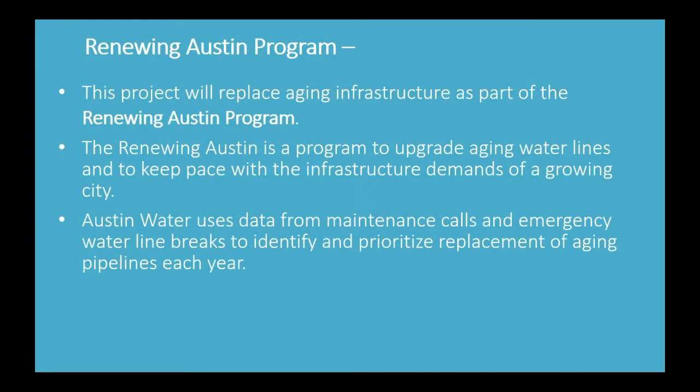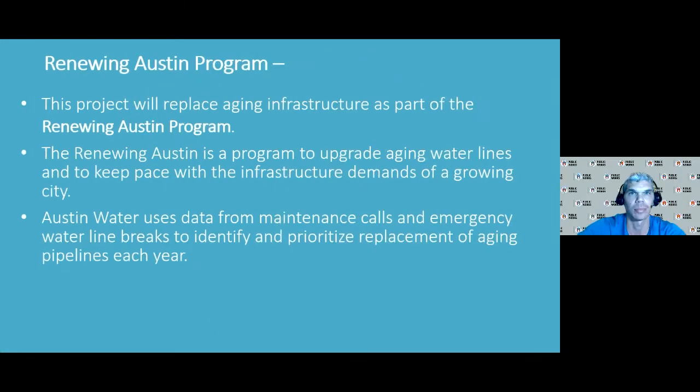And we'll ask our project manager, Mr. Rodriguez, to give us an overview of the project. Thanks, Emily. So this project is part of the Renewing Austin program to replace aging infrastructure, to upgrade aging water lines to keep pace with the infrastructure demand. Basically, we're trying to take care of problems before they start, right? We're trying to maintain that good service of water and wastewater. How we determined that this area was a candidate for this project is we use data from maintenance calls and emergency water line breaks to identify and prioritize the replacement of aging or undersized pipes.